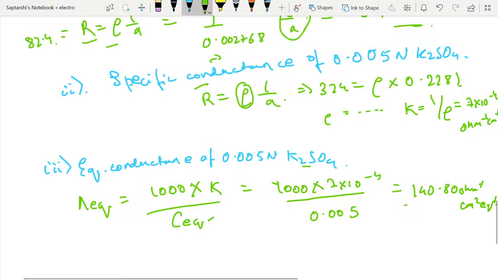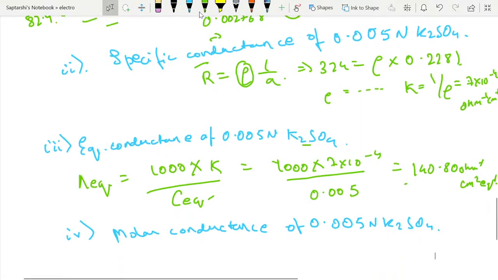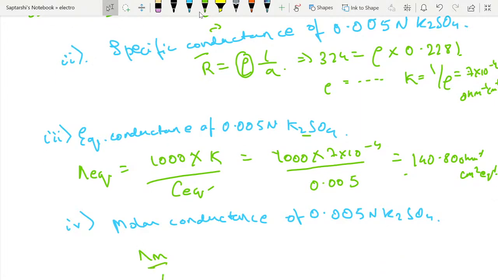Okay, and now the last part. Find the molar conductance of 0.005 normal K2SO4. So we just found out the equivalent conductance. Now they are telling us to find the molar conductance. And over here we need some knowledge about normality and molarity, or what we can do is use the equation that I just showed you, that lambda m by lambda eq equals molar mass by equivalent mass, right?